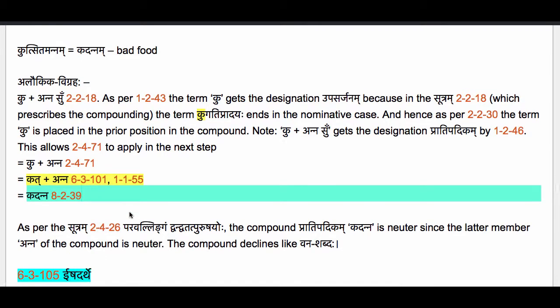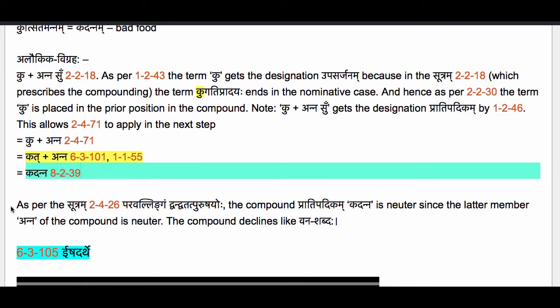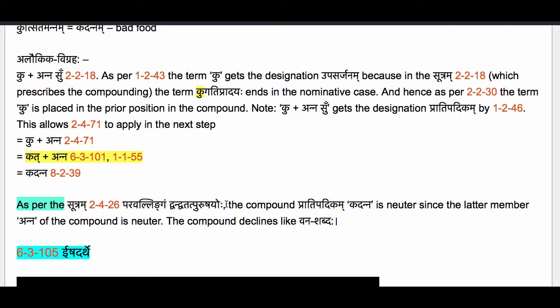Now as per the sutram 2.4.26 paravalingan dvandvatat purushayoho, the compound kadanna is neuter, since the latter member anna of the compound is neuter. The compound declines like vana shabdaha.